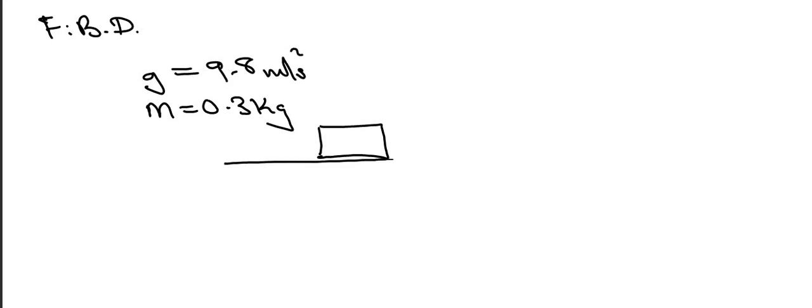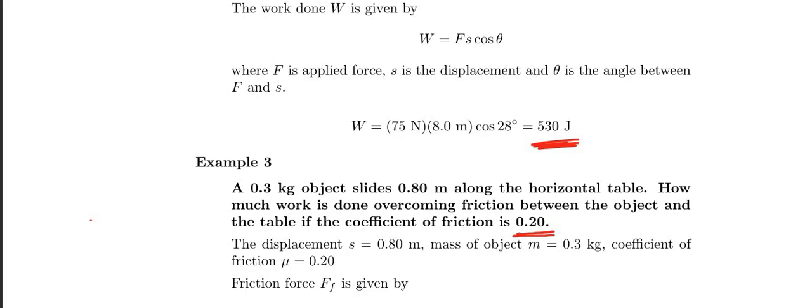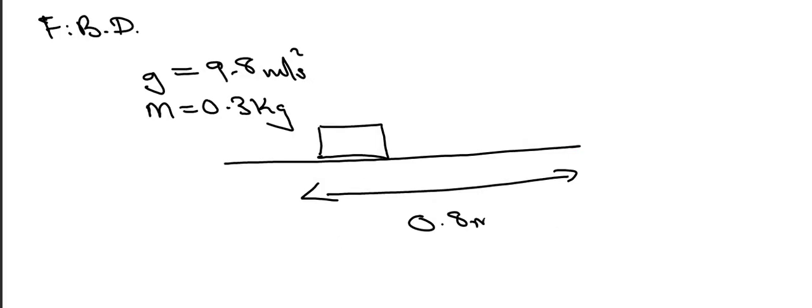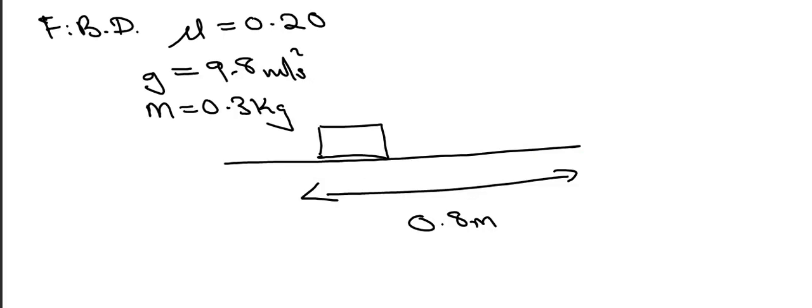Because this thing is moving on a surface and it's covering a very short distance, the distance is 0.8. And the coefficient of friction is 0.2. This is what you're having, right? So there's no other force that is being used to pull this thing.